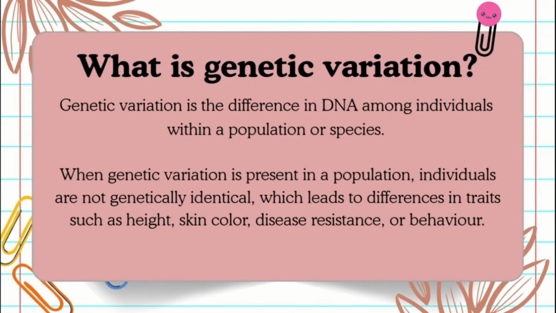So basically, we're talking about genetic variation, and this is such a term that we use so often. In the simplest form, when you talk about genetic variation, we're talking about the differences between the genes, differences in the DNA among individuals within a population or a species. So basically, we're focusing on differences. That is key behind genetic variation.